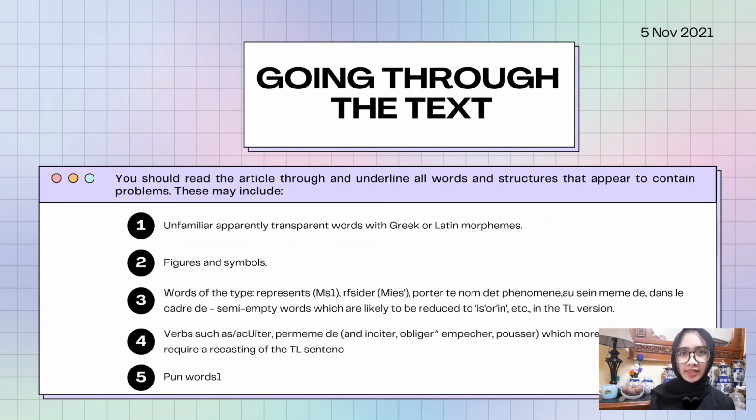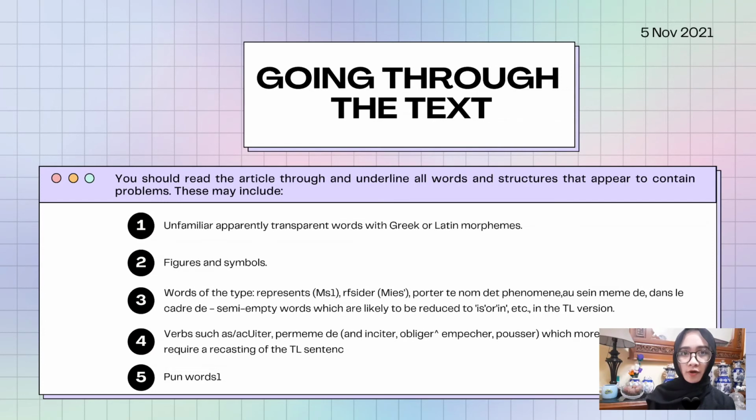Second, figures and symbols. These have to be checked for TL equivalence. The innumeracy of some arts graduates can be gathered by the fact that initially they simply copy figures and symbols unthinkingly into their versions.